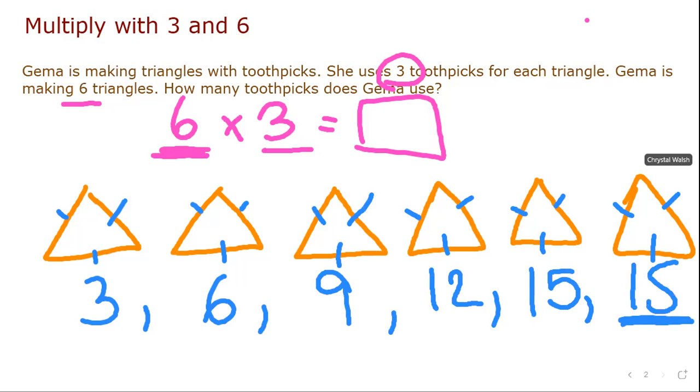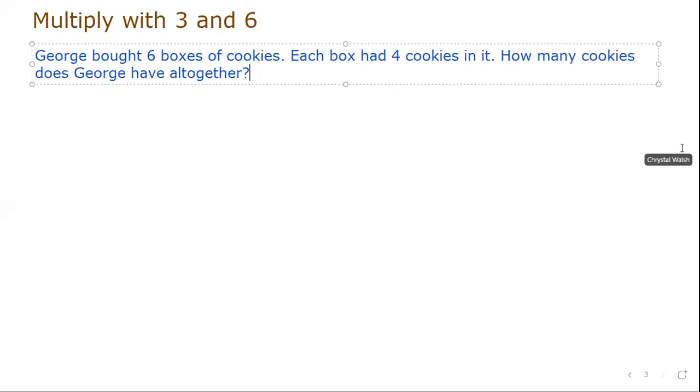18, very good. So we know 6 times 3 equals 18, and Gemma uses 18 toothpicks. Try another one. Grab another piece of paper if you need to, or we can use the same one. Either way works. Okay, so we're still multiplying with 3 and 6. We're going to look at this one a little bit different. Again, it's just a different strategy, all right?